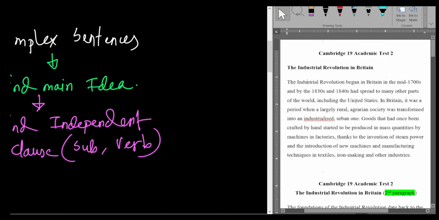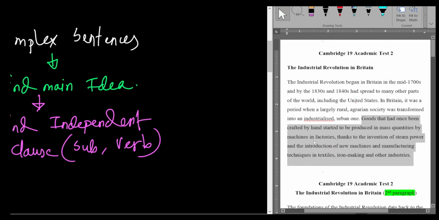ideas of each sentence. What's special here is that all of these sentences, or if not all then most of them, are complex sentences. Like this, the first sentence is obviously complex, and the second one is also complex. Yes, obviously complex, and the third one is also another complex sentence.